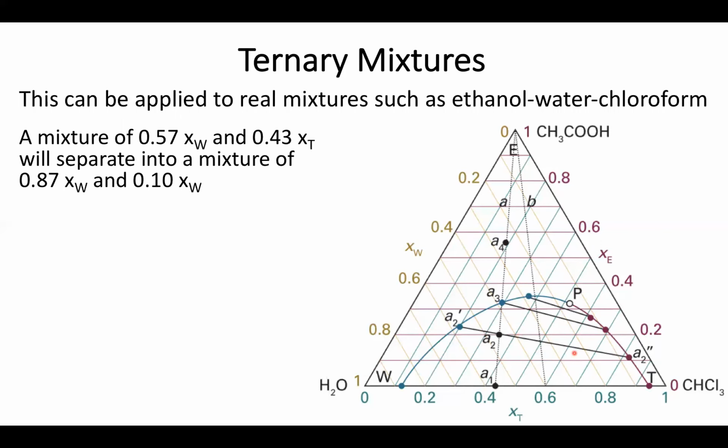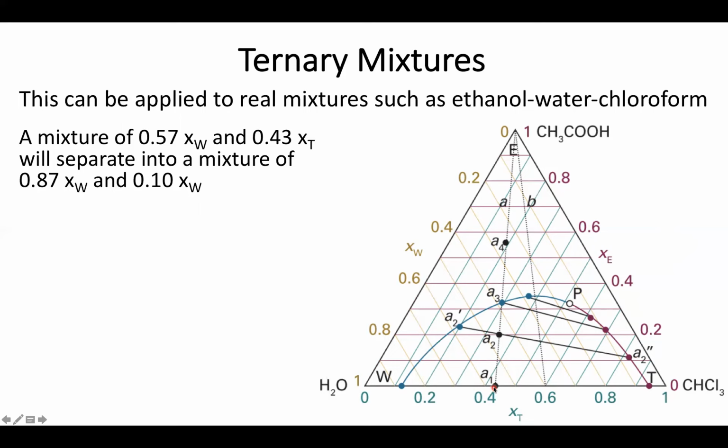And so what we're going to do is I can first identify, if I start here at point A1, I can identify that the system is a little bit less than 60% water and a little bit more than 40% tetrachloromethane, also another name for chloroform. And so this is actually fairly useful. However, you'll note that this area lies within the two-phase mixture, which means it's going to split apart.